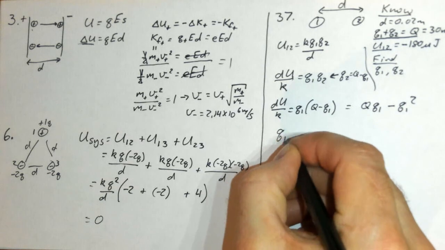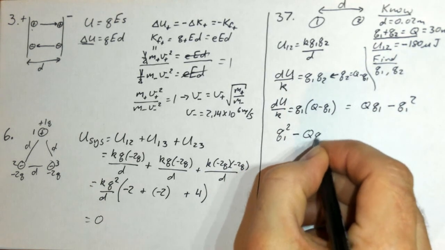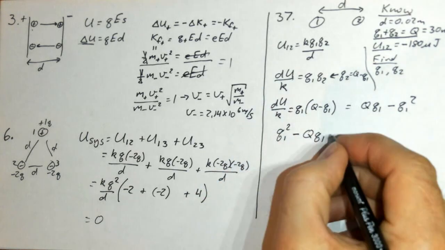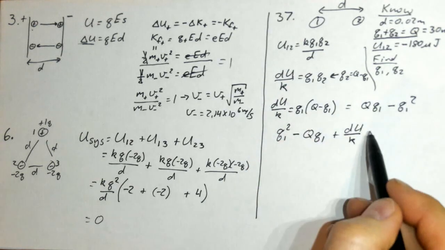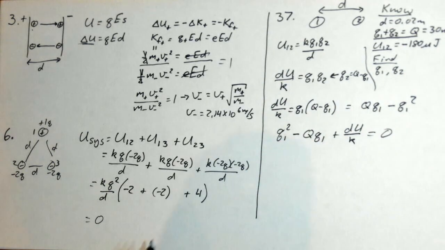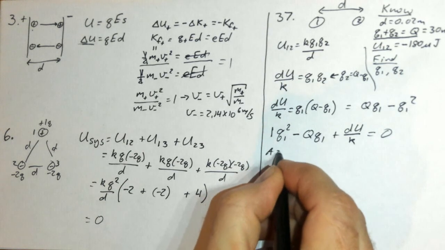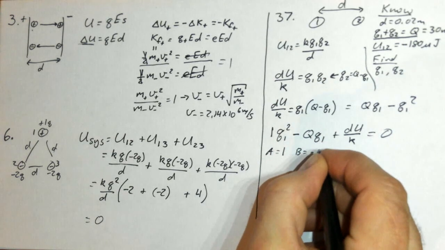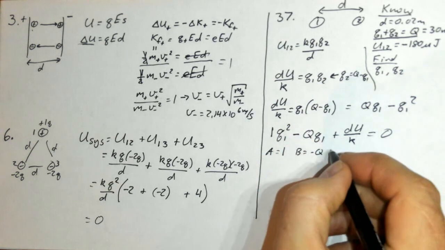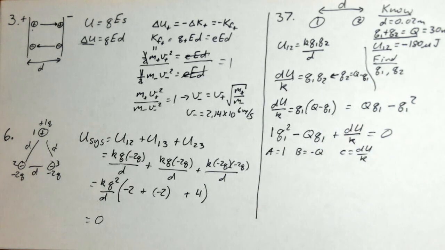So I have Q1 squared. Subtract this to the other side. Subtract big Q times Q1. And this is already on the other side, plus D times U divided by k. And I'm left with nothing on the other side. So this is 1 times Q1, a equals 1, negative Q, so I have b equals negative Q times Q1, and then c equals DU over k. And so I have it in quadratic form, and I see what my coefficients are.